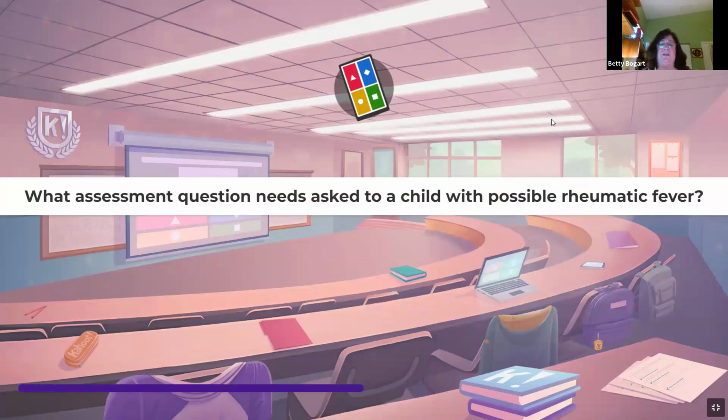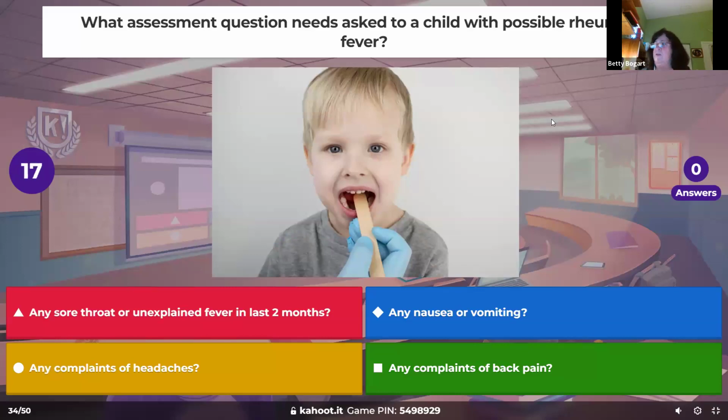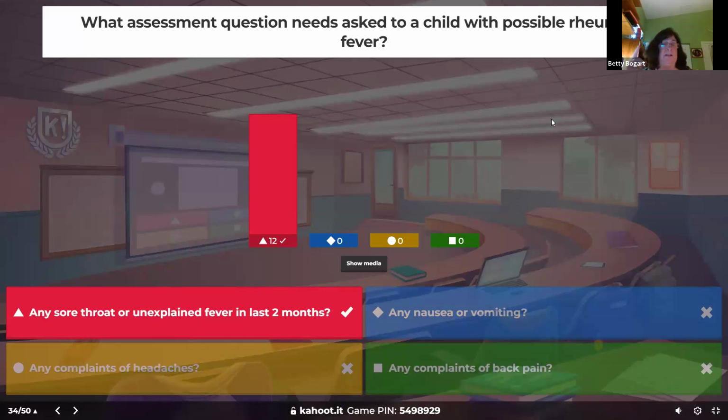What assessment question needs asked to a child with a possible rheumatic fever? It's last week's question. This is one, and we're going to see one in week 9, I believe, 8 or 9. There is also a GU condition. Strep infections need to be treated completely because it can cause rheumatic fever, and we're going to see one more disease as we go forward.